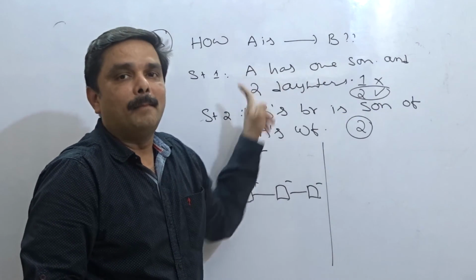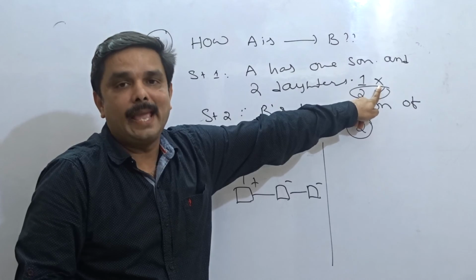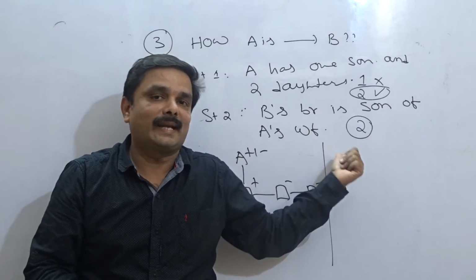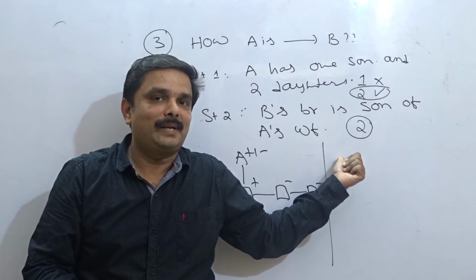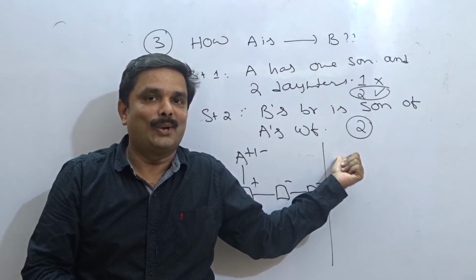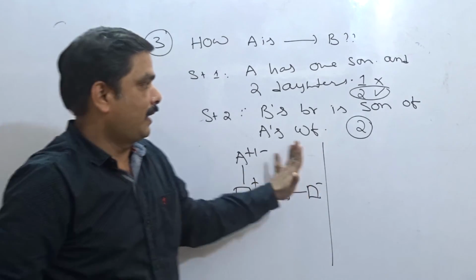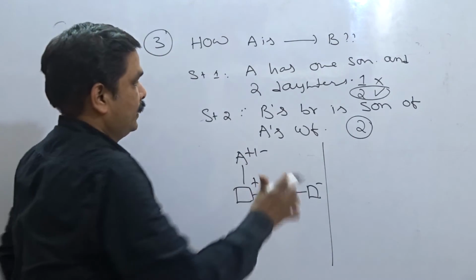B's mother's husband is A. I can say A is father of B. With this second alone I am getting the answer. Right? Hope you got it. If you get any confusion, I just write it down on the paper. How to go for this one?